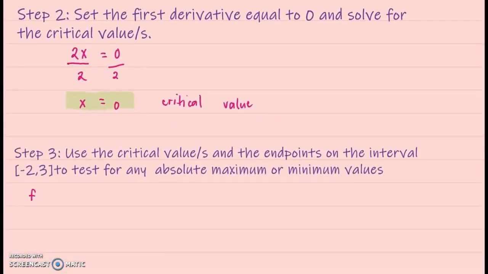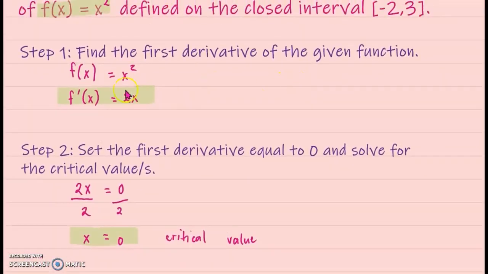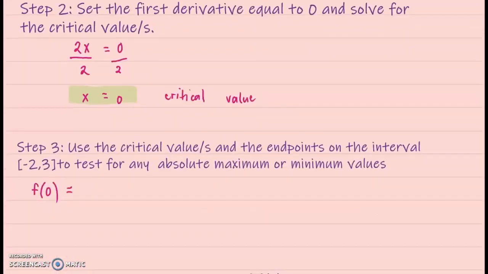Step 3. Use the critical value and the endpoints of your interval to test for any absolute minimum or maximum values. So we will take first the critical value, the result of our step 2. So we have here x equals 0. So we will solve for f of 0. Okay, f of 0, we will go back to our function. Our function is f of x equals x squared. So f of 0 will be equal to 0 squared. F of 0 is 0.